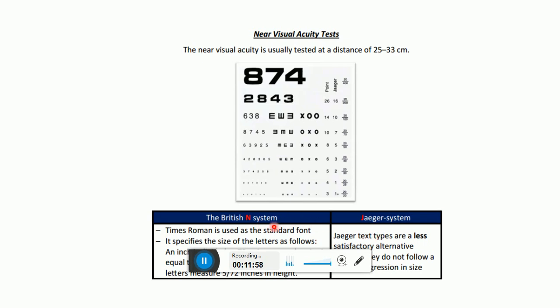The British N system is based on the use of the typesetter's point system to specify the size of the metal block on which letters were traditionally cast. Each point is equal to 1 by 72 inch and blocks are sized in multiples of this. Blocks bearing N5 letters measure 5 by 72 inches in height. Times Roman is used as a standard font because the size of printed text depends on the font chosen. The Jaeger text types are a less satisfactory alternative because they do not follow a logical progression in size.